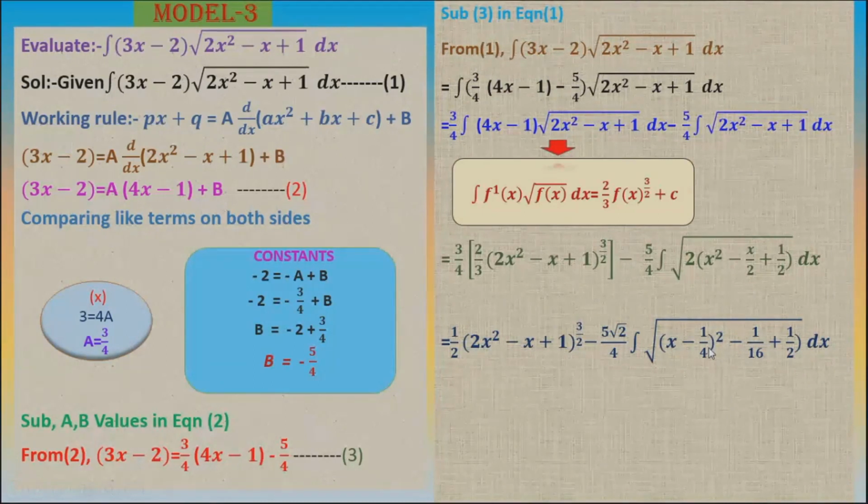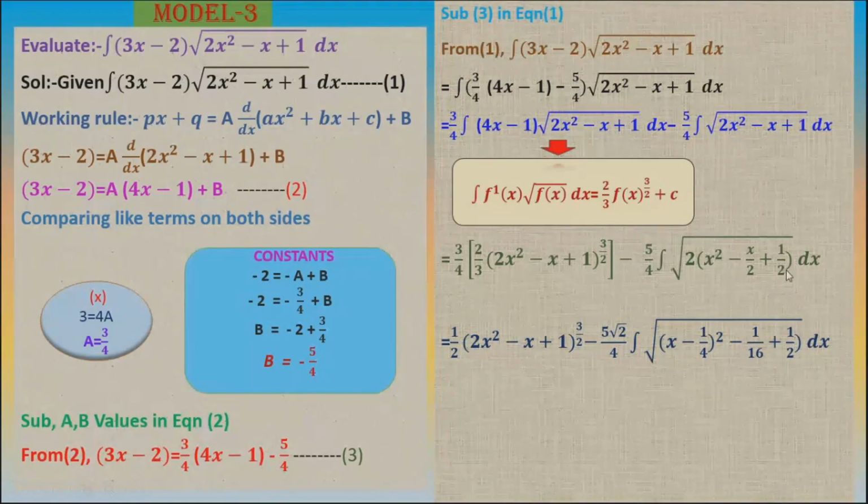Next write this result in square. So I am writing it as x minus 1 by 4 whole square. Minus, here you have to always keep minus only. Now write the square of the constant 1 by 4. So what is the square of 1 by 4? 1 by 16. So it becomes minus 1 by 16. Plus write the remaining constant from the above step, that is 1 by 2 as it is.